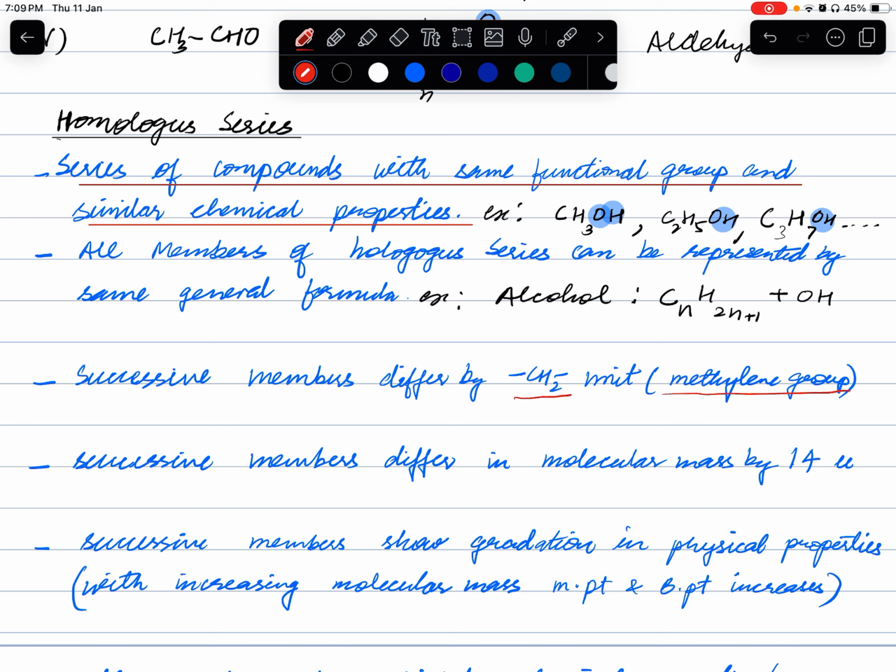Okay. So let us compare successive members in our example. Let us take the first one. First member is CH3OH, and second member is C2H5OH. If we compare these two, here we are having one carbon and here we are having two carbon. So there is a difference of one carbon atom. Now, the first one is having three hydrogen and here five. Difference of number of hydrogen? 5 minus 3 will be 2. So these two members differ by what? CH2 group. So this is the meaning: successive members differ by CH2 group.